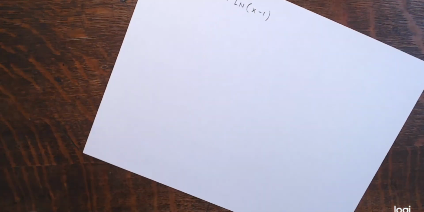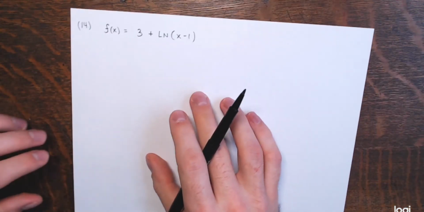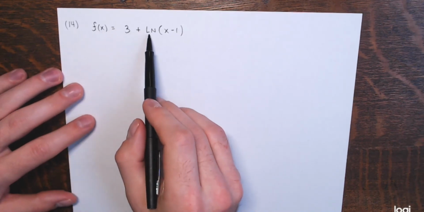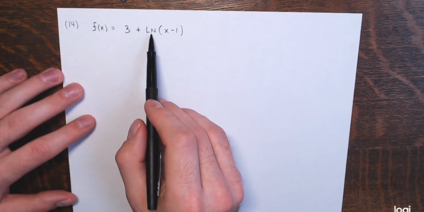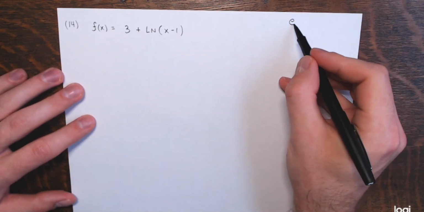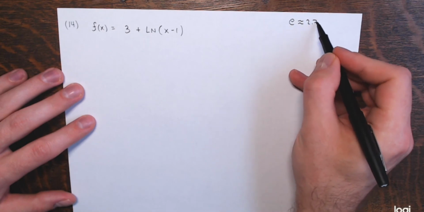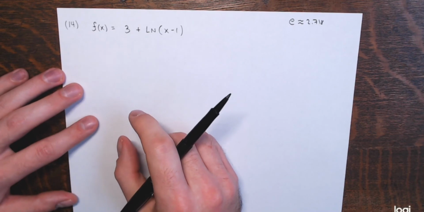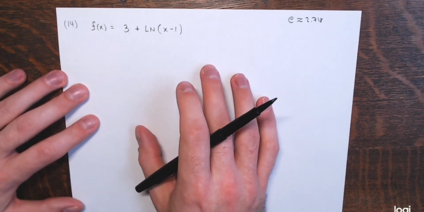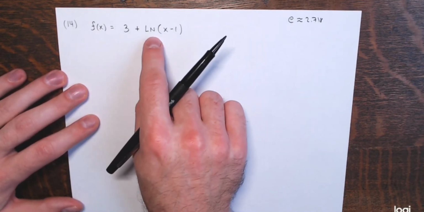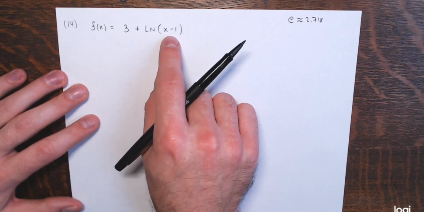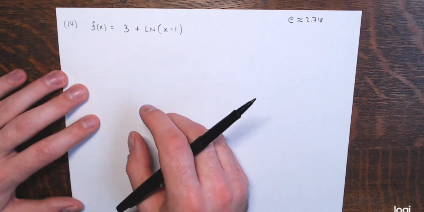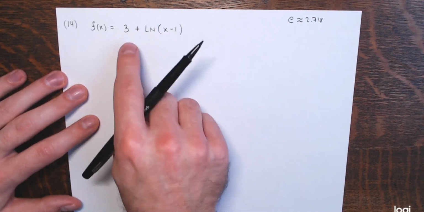Alright, so this is the first one we've seen with a natural logarithm. Remember, this ln means log base e, and remember e is about 2.718, about 2.7. So keep that in mind. So again, you can do transformations, take the natural log of x and then move it to the right 1 and then up 3, right? Because you got the plus 3 outside.